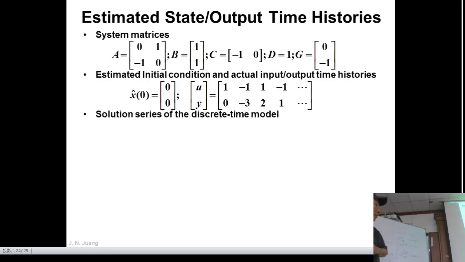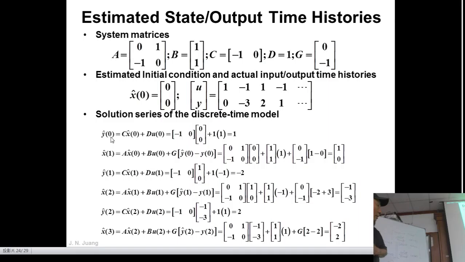All right. Let us look at my estimate Y. My estimated Y 0 is Cx0, that's from here, plus Du0, and u0 is 1, that's there. Then that means 1, 1 is equal to 1. So Y hat, my estimate output, is equal to 1. But my true Y is 0. You see that? It's not the same as my true.